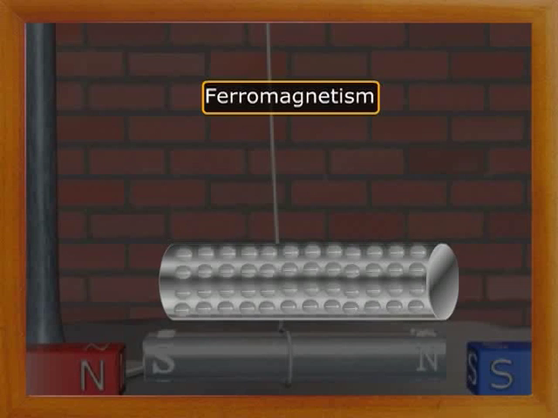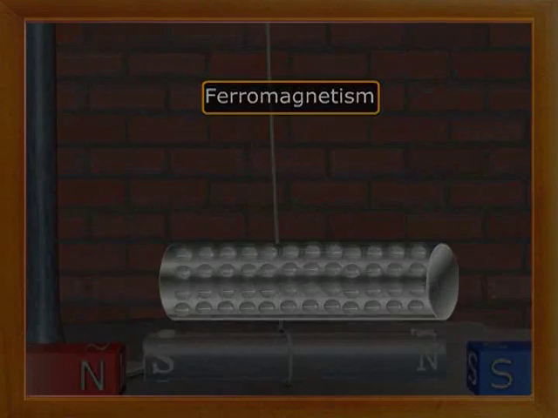The ferromagnetic substances are strongly attracted by a magnet. They align themselves easily in the direction of the applied magnetic field. The relative permeability μr of a ferromagnetic substance is very high, that is, μr is much greater than 1. Similarly, the magnetic susceptibility of a ferromagnetic substance is very large and positive. Therefore, they can be easily magnetized and made into magnets.